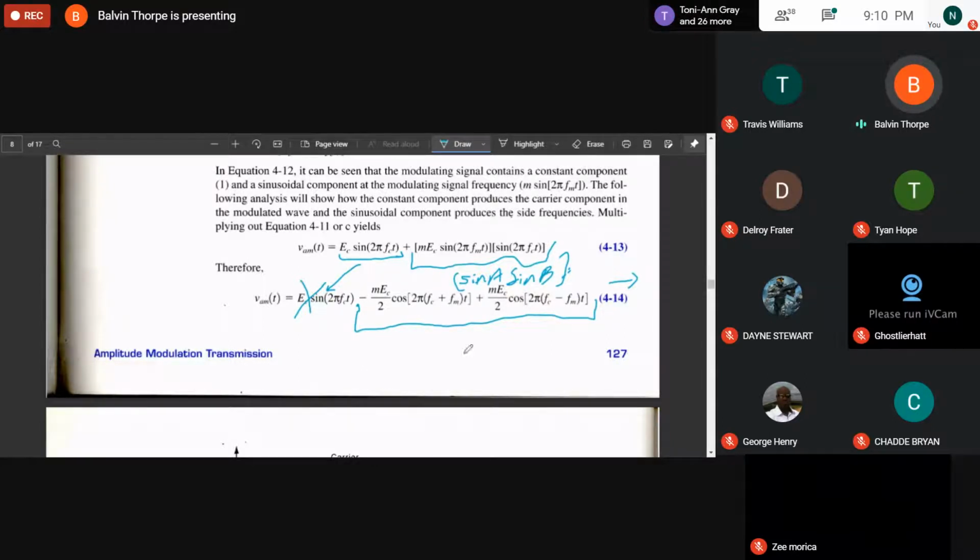So the truth be told is that an amplitude modulated wave is going to have the carrier frequency, which is there, plus the upper sideband, which is here, and a lower sideband, LSB. So that's how the amplitude modulated wave is.